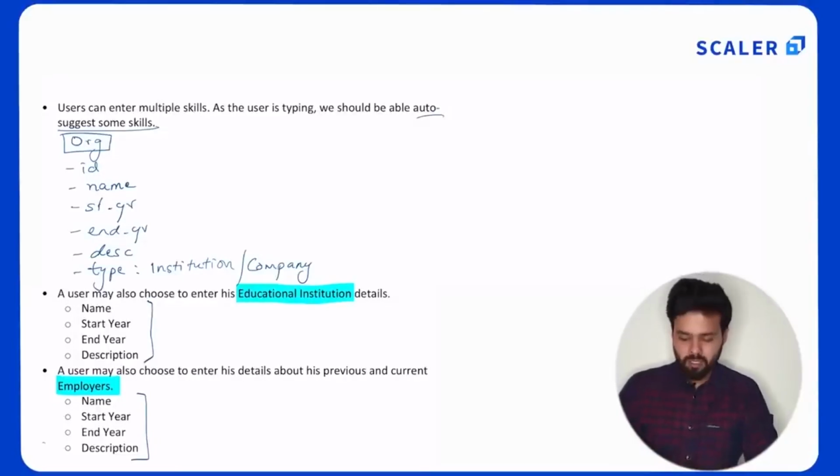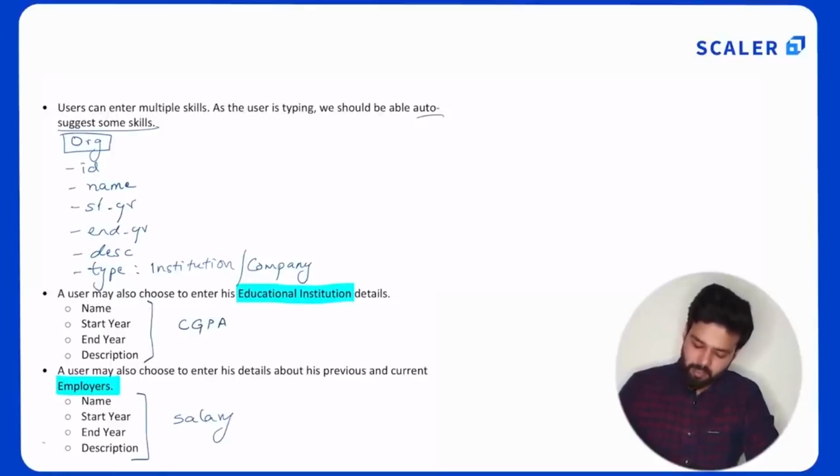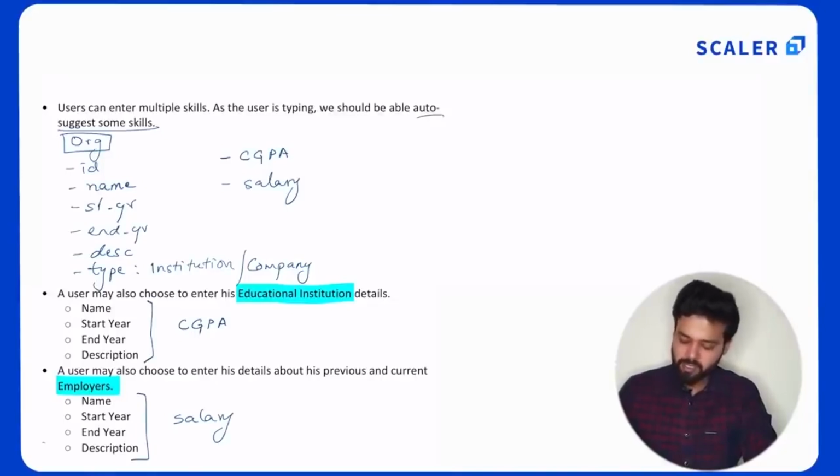The challenge over here is, what if I want to add other attributes? Let's say I want to add CGPA in the educational institution and I want to add salary details inside employers. The problem is that I will have to add CGPA as one column here and salary also as one more column. Now depending upon whether the type is institution or company, either CGPA will be null or salary will be null.